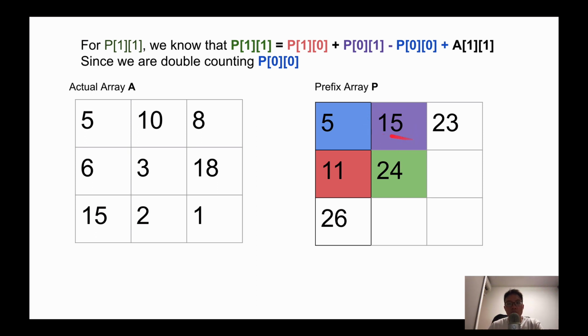Now notice when we include both 11 and 15, we're actually including 5 twice, which is highlighted in blue. So in order to correct the recomputation, we need to subtract it off once. This same idea is presented in the inclusion-exclusion principle. Last but not least, we just need to add the actual element itself, 3. And this will give us 24. We can verify that this answer is correct by adding 5 plus 10 plus 6 plus 3, which gives us 24.